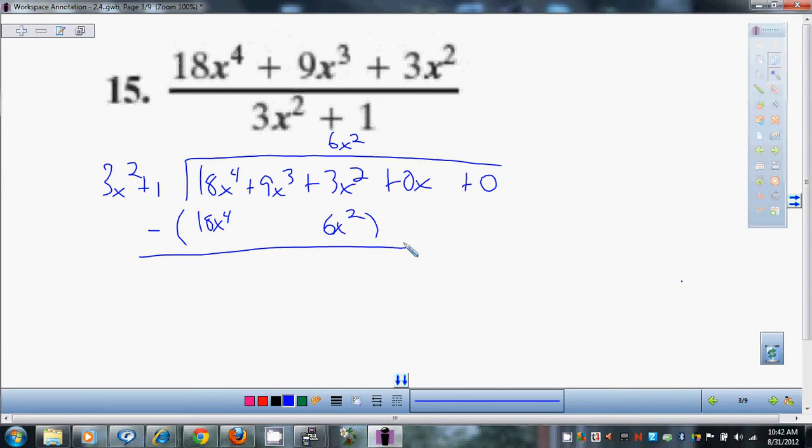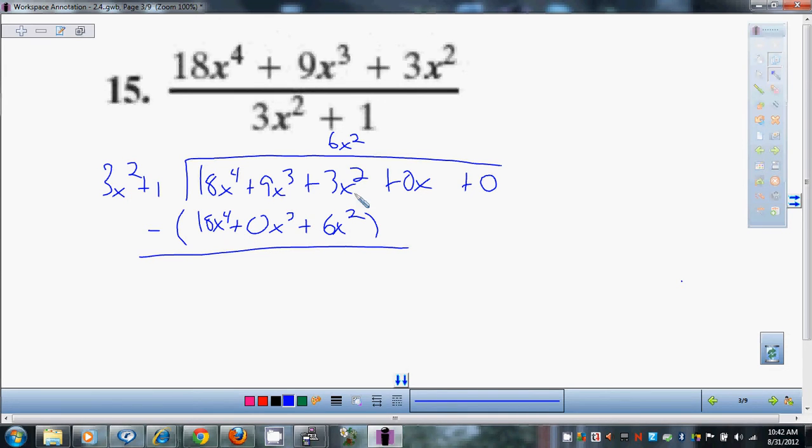I'll give you a moment to copy that down. Because there was nothing that I multiplied this by that gave me a cube, and I want things to line up: 4ths, cubes, seconds, x. But if you want, we can fill this in with 0x cubed if that's going to help you visualize it.